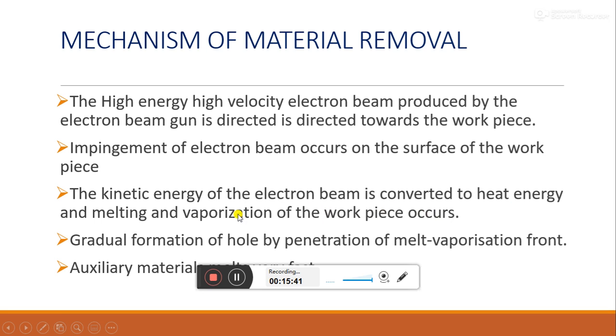So this kinetic energy is being utilized. This is the conversion happening. The kinetic energy of the electron beam is converted to what energy? Heat energy, because we need melting and vaporization of the workpiece. And gradual formation of a hole by penetration of the melt vaporization front, which I will be explaining with the diagram. The auxiliary material will be melted fast.